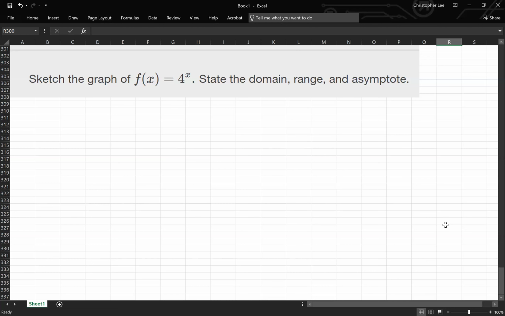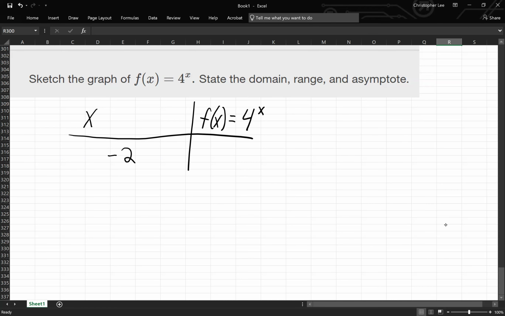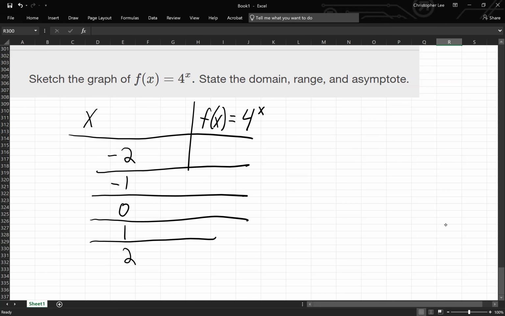All right, let's try this out. So I got my input, output right here. Put in my favorite numbers, -2, -1, 0, 1, 2. Keep it simple. So I have 4 to the -2 power. This equals 1/4 squared, 1/16.